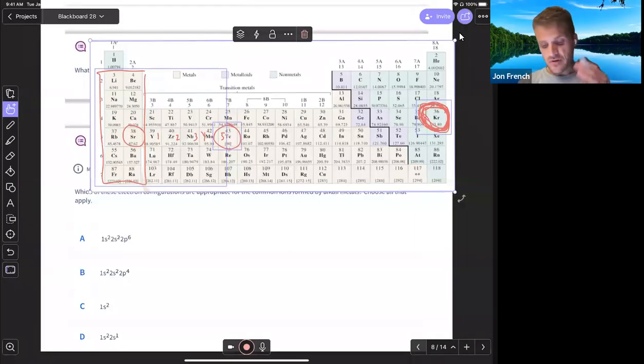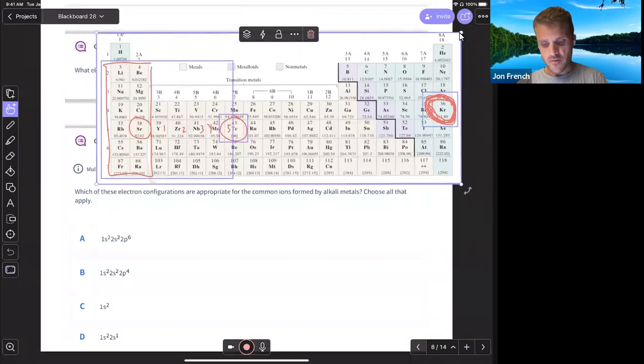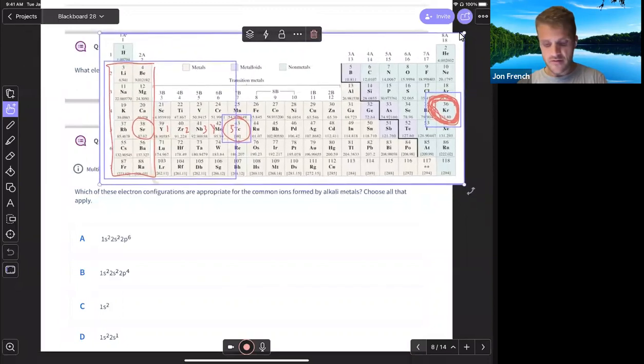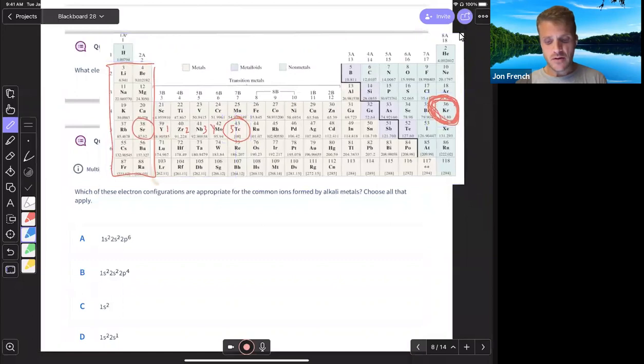So question 16, even though I've got it covered up here, I guess I can move that a little bit higher. Which of these electron configurations are appropriate for the common ion formed by alkali metals? All right, so alkali metals are our group 1 metals. Our group 1 metals, they react and they form a +1 cation.